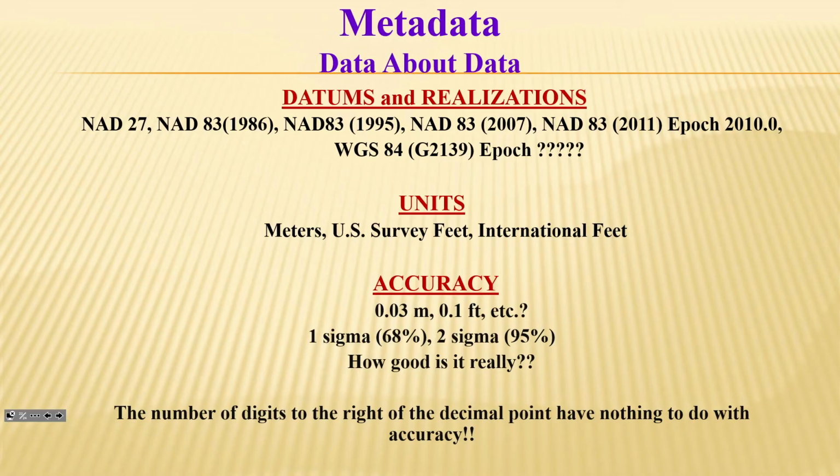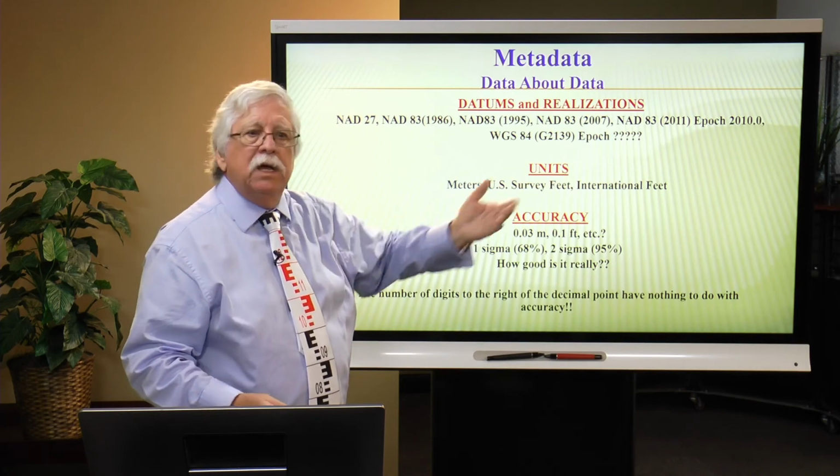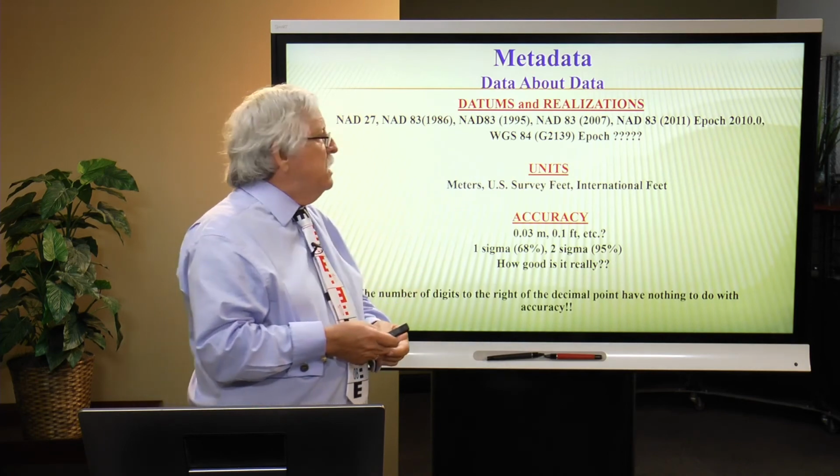2007, which is a national adjustment. 2011, which is the most current at the epoch of 2010.0. Or maybe I'm in WGS84, G2139, at the epoch of, well, whatever date I perform my observations. I need to have that kind of information to define the origin of the coordinates.